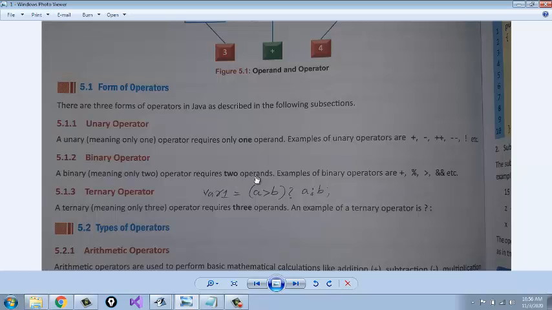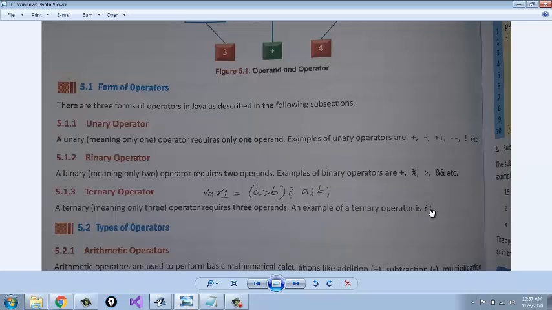Then what is the example of binary operator? Binary means works with the two operands. So examples are plus, modulo division, greater than, logical and. These are the examples of binary operator because it deals with how many operands? Two operands or two variables. Then what about ternary operator? Ternary means only 3. Ternary operator requires 3 operands.